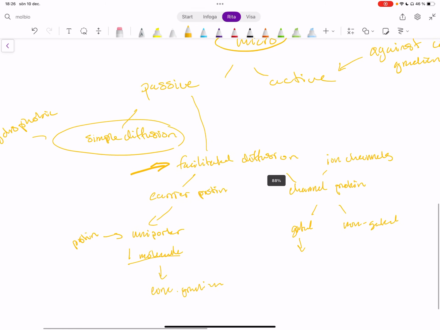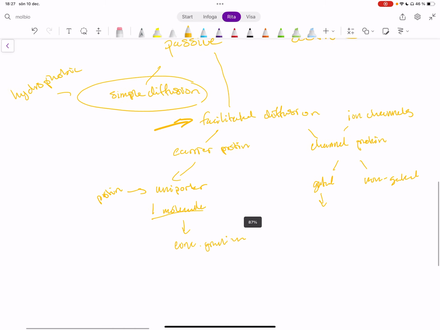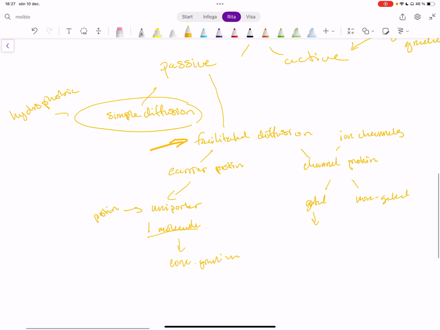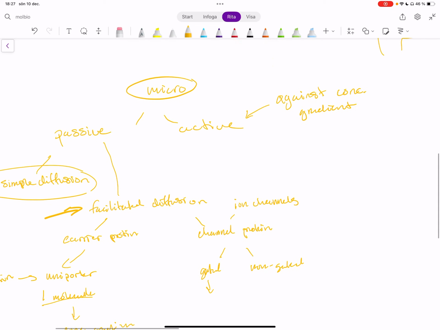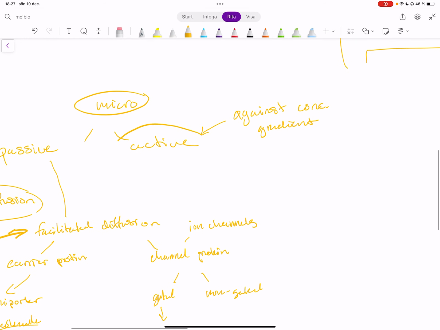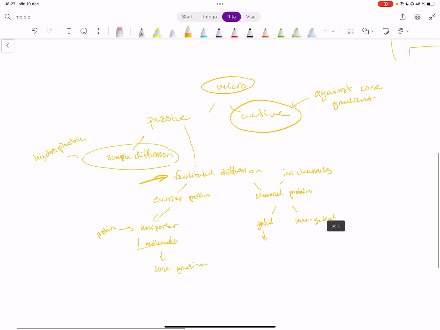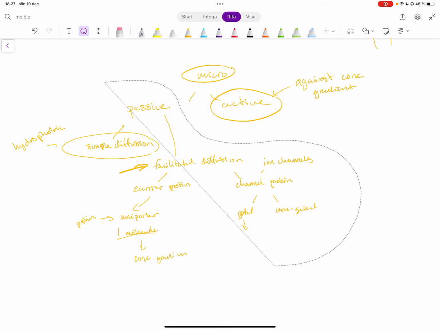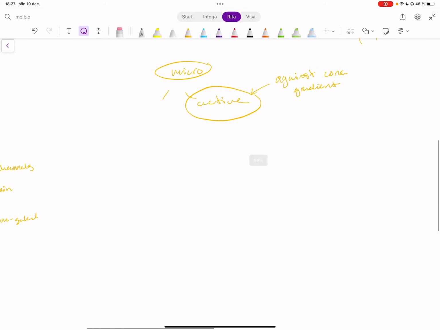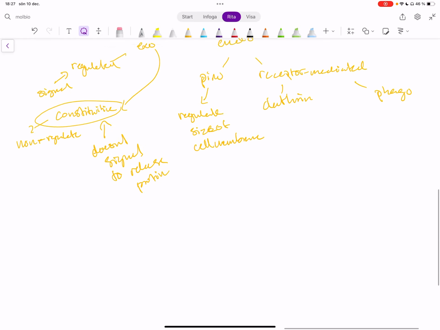Okay, so that's passive. Everything I just talked about is passive. I have talked about ions and stuff like that, but it's still passive diffusion because it's with the concentration gradient. So that's important. Now the second type of transportation is active.